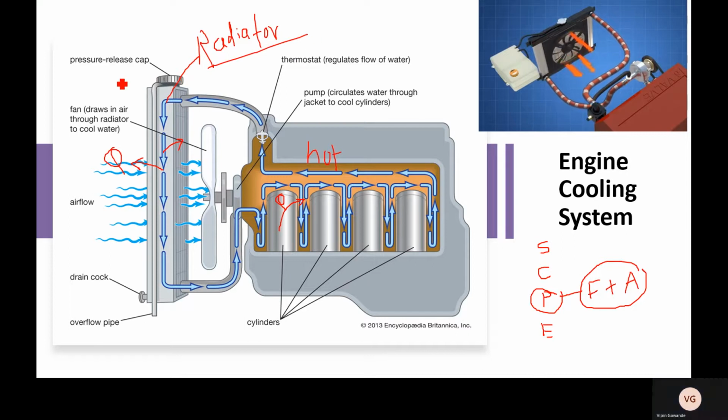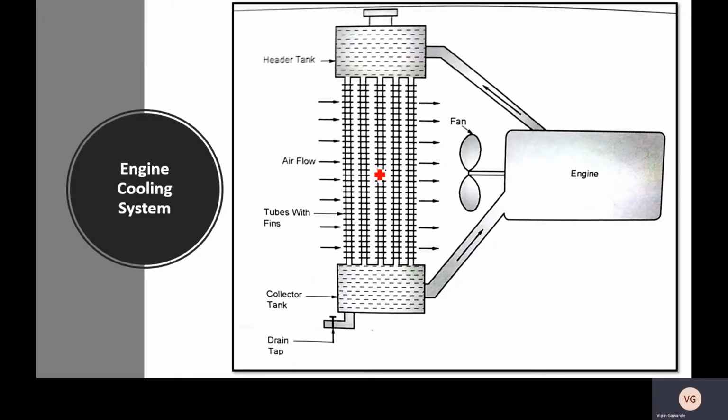Since this system uses water, it is called the water cooling system. So this is the cooling system used for cooling the engine. This is called the engine cooling system. Okay, now let us take the next one. This is the same thing. This one is the radiator.